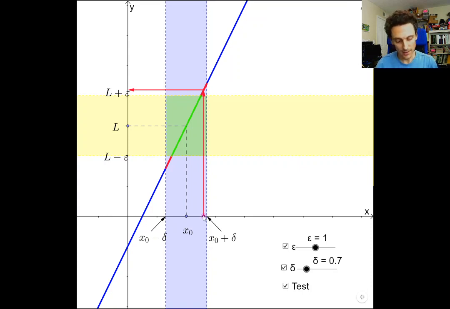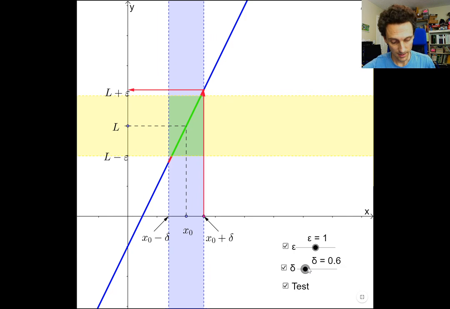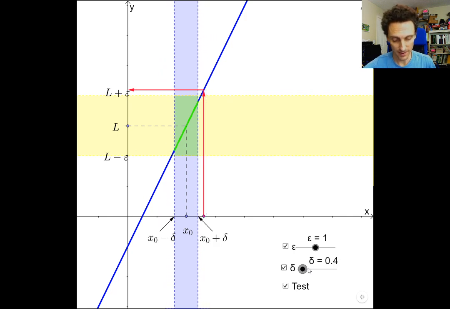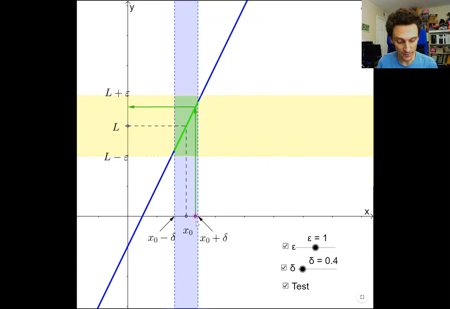So here you can see an x value such that it's delta close to x naught, but when we plug it into our function, the y value is now not epsilon close to L. It's not as close as we want it to be to L. But we can respond to this epsilon challenge here of 1 by a smaller delta response. We can make delta 0.4, for example. Now, as long as we stay inside this delta interval, then all of the y values that we get are going to be within epsilon of L.